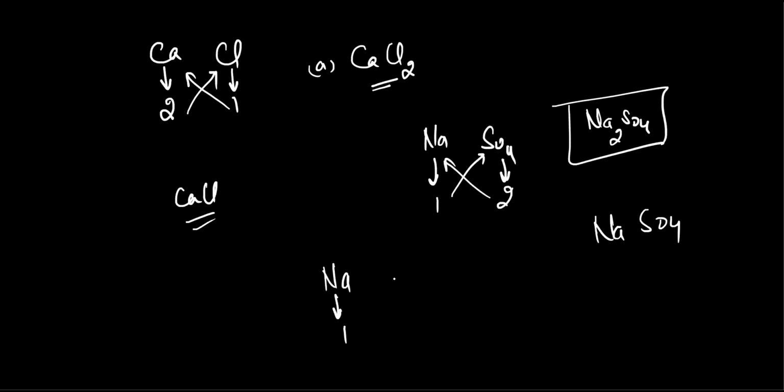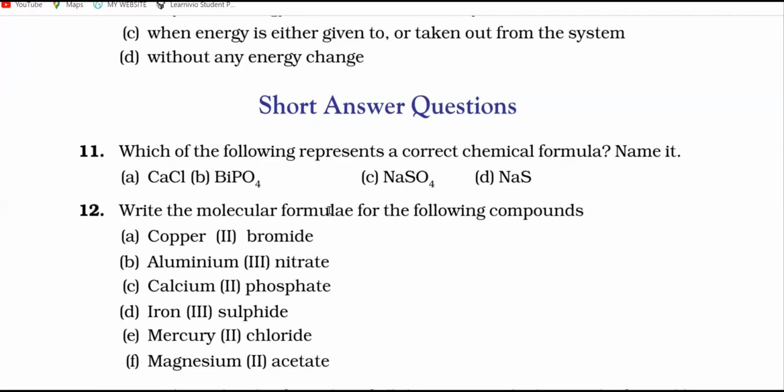The next one is sodium sulfide. Sodium is going to have valency 1 and sulfide ion is going to have valency 2. Cross multiply, you will get Na2S. But in the book it is written as NaS. So if three are incorrect, then the fourth one will automatically become correct. This you can check by using the formula or information provided in your notes.